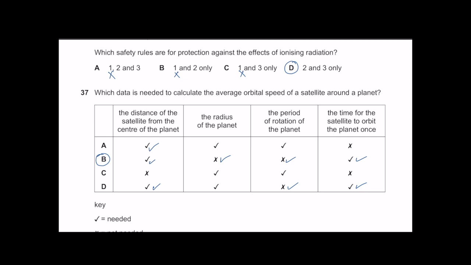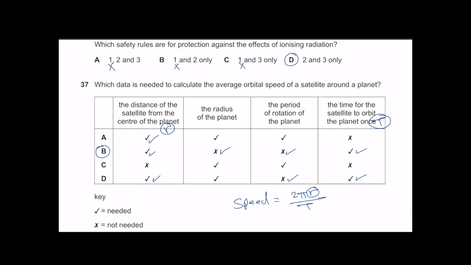Remember to find the average speed. So speed is equal to the whole pathway, which is the circumference. Let me write the speed here. Circumference is equal to 2 pi r, where r is the radius of the pathway, divided by the periodic time. That was easy. And pi is a constant ratio, so it's nothing. The period of rotation of the planet and the radius of the planet itself don't make any change with me.